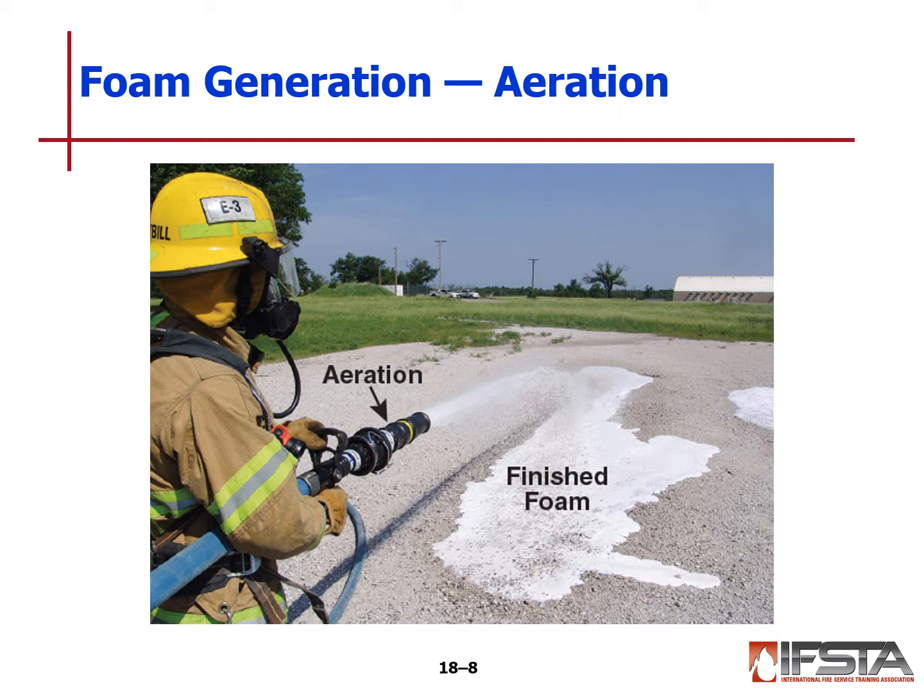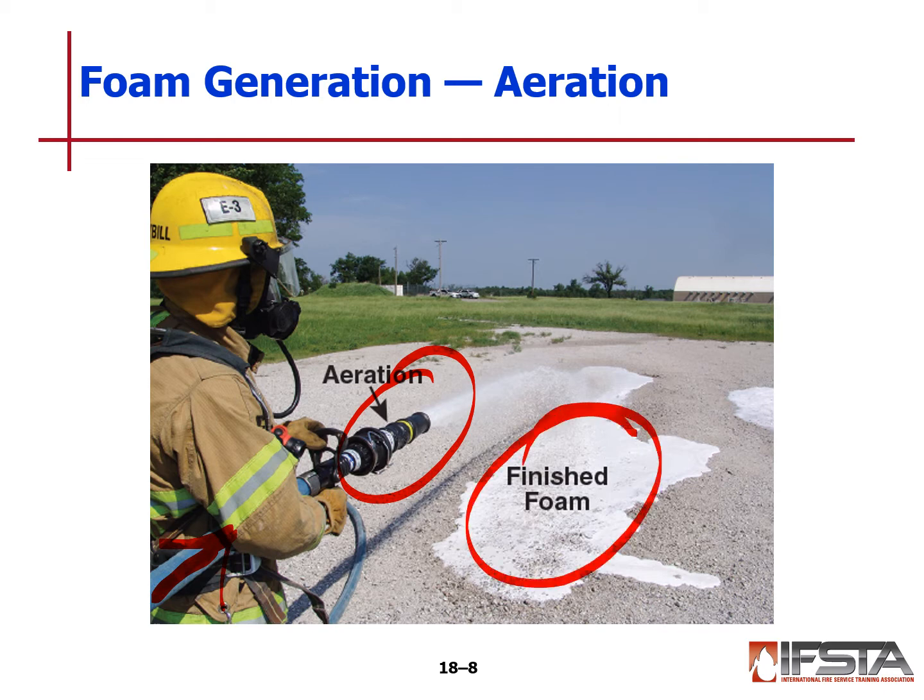So here we have the solution that we've generated running through our hose line, and the nozzle, whether it be a specially adapted nozzle tip or simply a fog nozzle, a combination nozzle that we're using on fog, will aerate and introduce air into the solution, and then this will produce our finished foam.